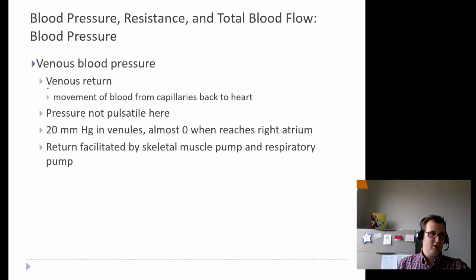Our venous blood pressure is involved in our venous return. This results in the movement of our blood from our capillaries back up to our heart. Just like our capillaries, we don't have pulsatile pressure here. We won't feel any pulse in our veins. Down around our venules, at the end of the capillary beds, we'll experience about 20, but up close to the heart at the vena cava, we experience a blood pressure of about 0. And so this allows us to have some play there. We can control this. That means the pressure in our right atrium is very low.